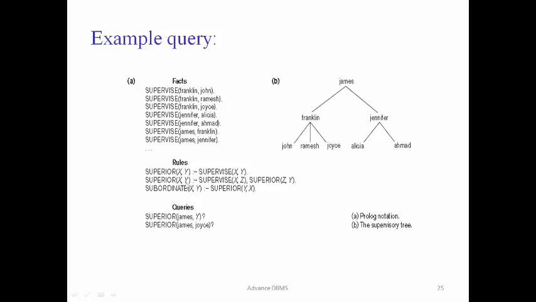Like this you can concatenate or sequentially form the rules. And these are the examples for queries. If James is the superior, then what about Y related to James? If James and Joyce, how are they related to each other in the organization? So this is the example for Prolog notation. The same can be shown in a hierarchical or tree structure notation. See James, so the sub-roots are Franklin and Jennifer. James is the supervisor for Franklin and Jennifer. Again, Franklin is the supervisor for John, Ramesh, and Joyce. Similarly for Jennifer also.